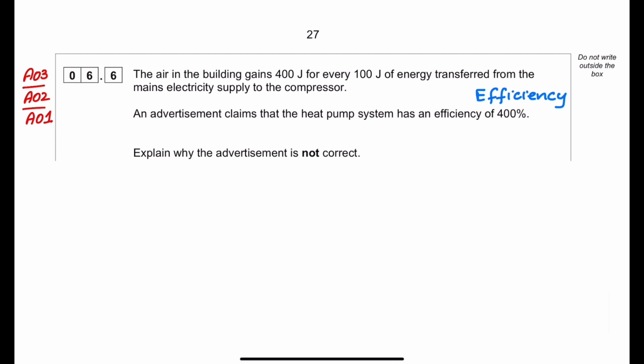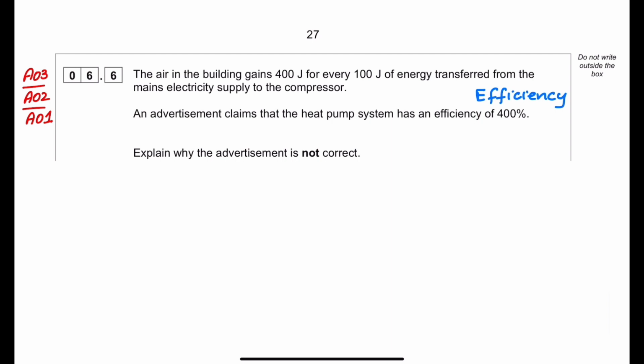6.6 is a combination of AO1, AO2 and AO3 question, and this question is from the topic of efficiency. The air in the building gains 400 joules for every 100 joules of energy transferred from the main electric supply to the compressor. An advertisement claims that the heat pump system has an efficiency of 400%. Explain why the advertisement is not correct.